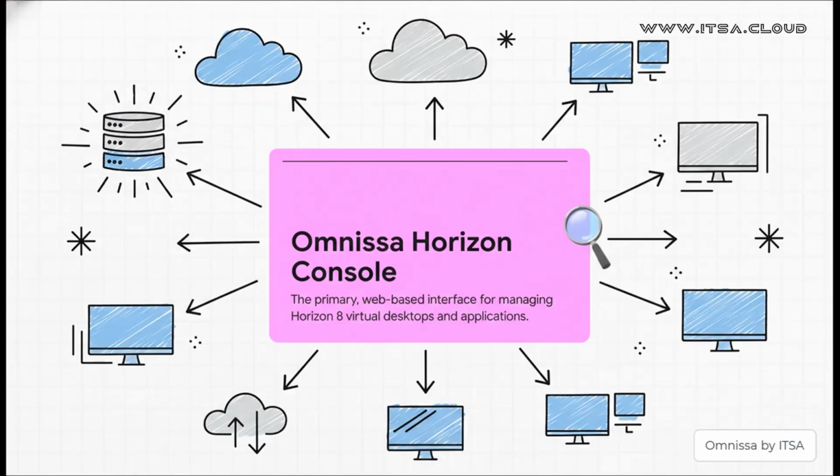That's the big question. And the answer to all that chaos? It's the Omnissa Horizon console. This is that single pane of glass, that one central place that brings order to all that complexity. It gives you a unified view and, most importantly, control over your entire Horizon 8 setup. You can really just think of it as your command center.